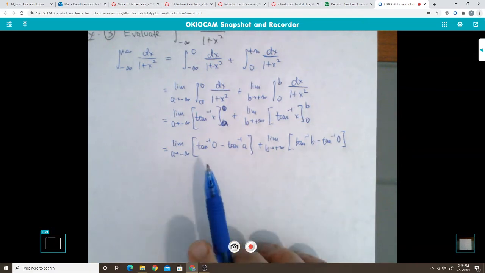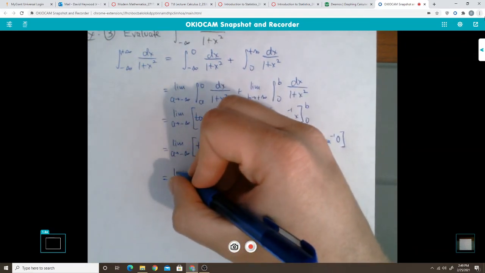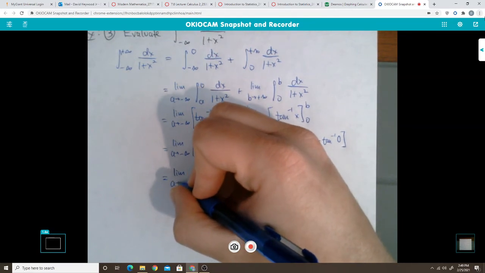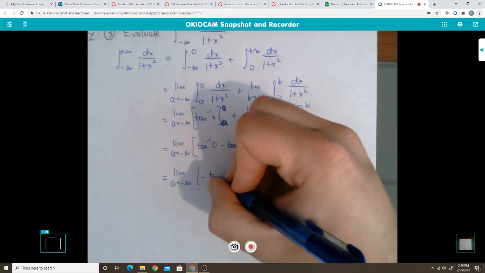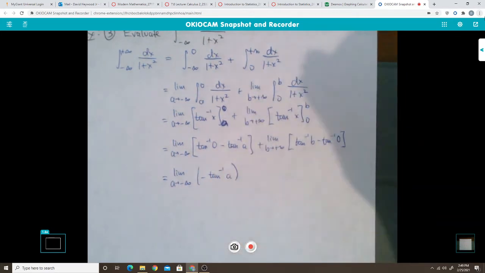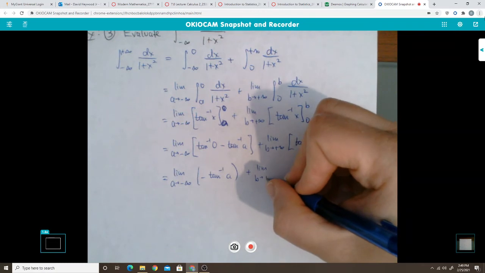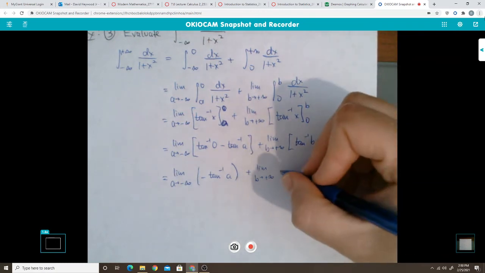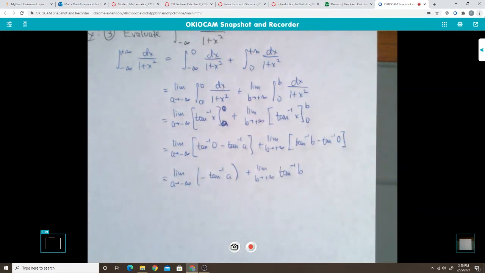Okay, now as I said, tangent inverse of 0 is just 0. So this is really the limit as a goes to negative infinity of negative tangent inverse of a plus the limit as b goes to positive infinity of tangent inverse b.